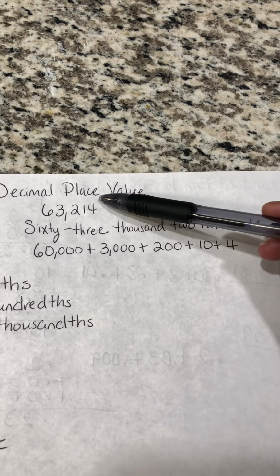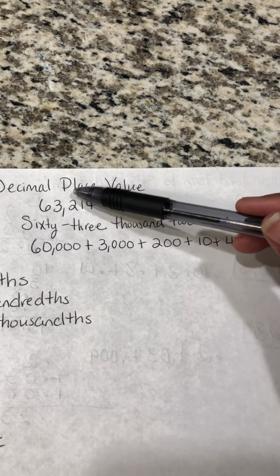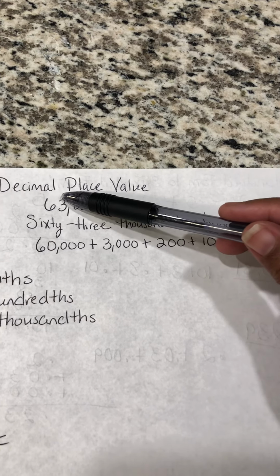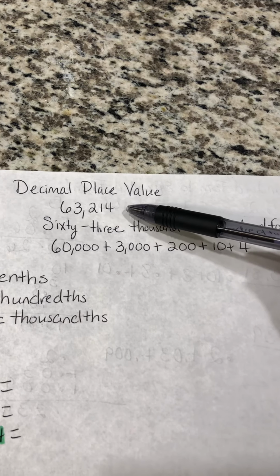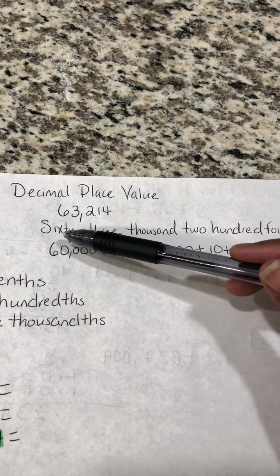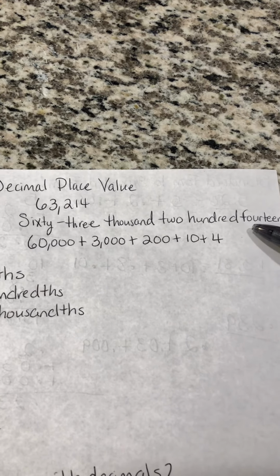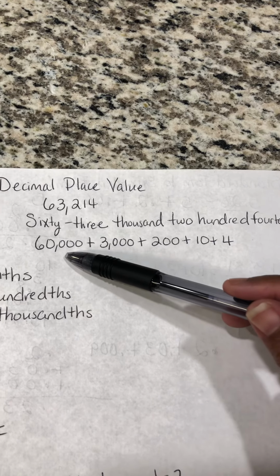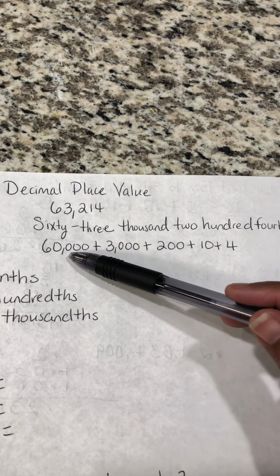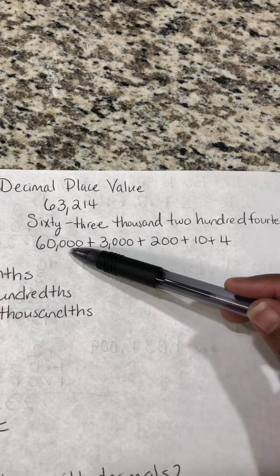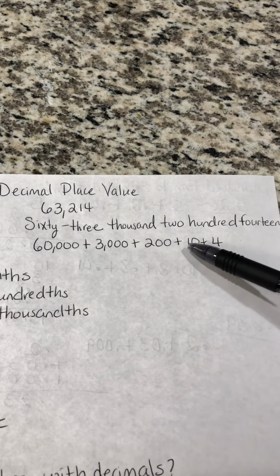4, ones place. 1, tens place. 2, hundreds place. 3, thousands place. 6, 10,000s place. And this number is in standard form. Okay? Underneath, the number is in word form. 63,214. And finally, expanded form. Okay, I've decided to break up the value of each number. For my 10,000s place, we have 6 10,000s, so it has a value of 60,000. We have 3,000 plus 200 plus 10 plus 4.